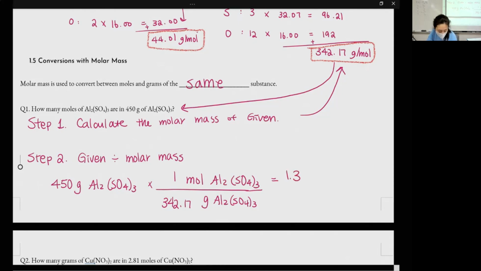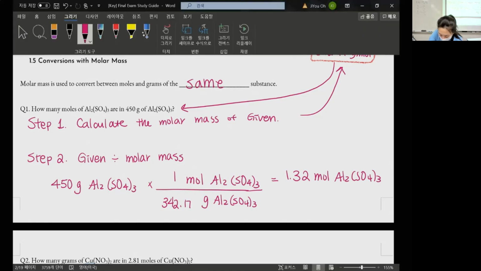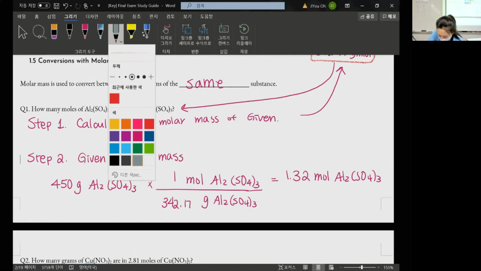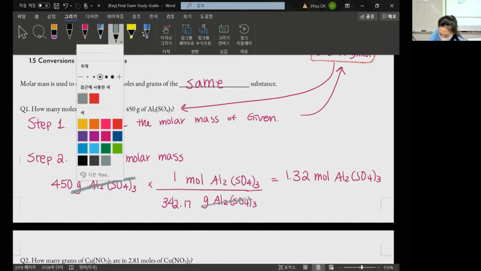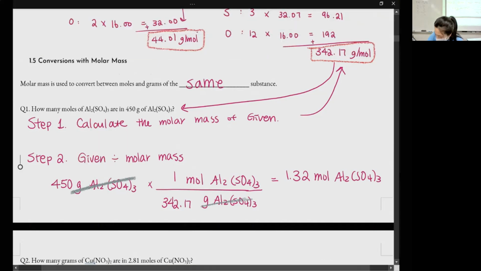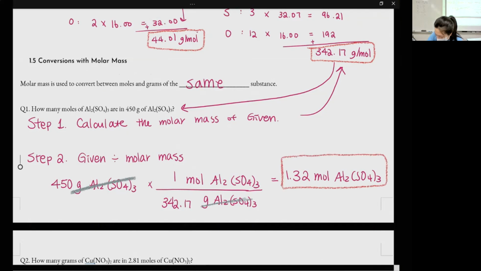I have 1.315 on my calculator, but what you will report as the answer would be 1.32, and the unit would be moles of Al2(SO4)3. Things to note is that the grams of Al2(SO4)3 will cancel, so the only thing left would be moles. So this will be your final answer.